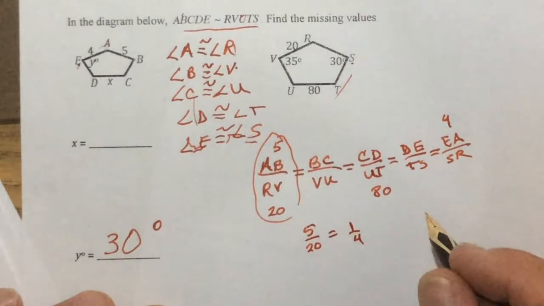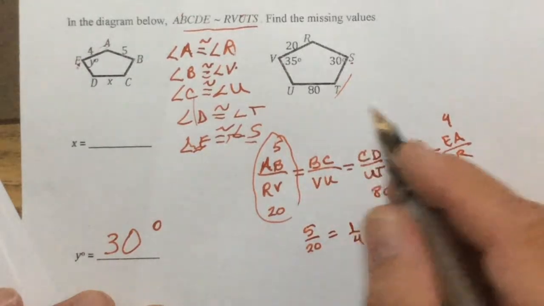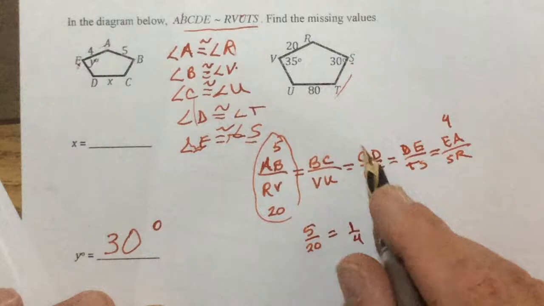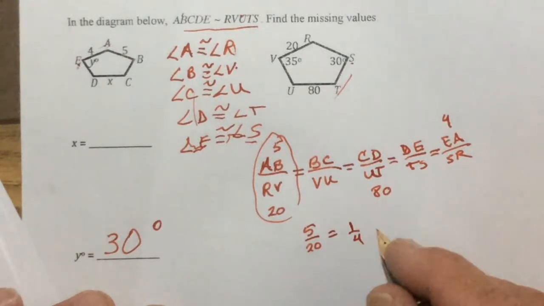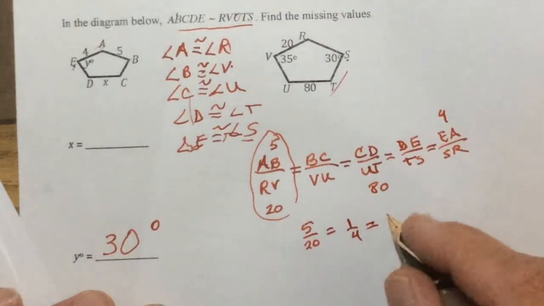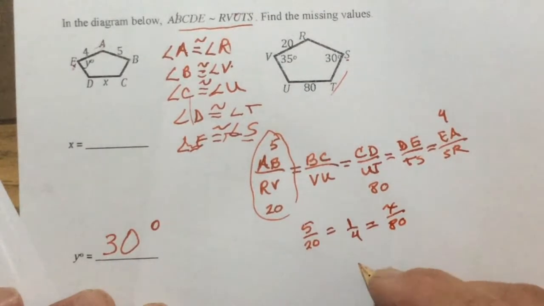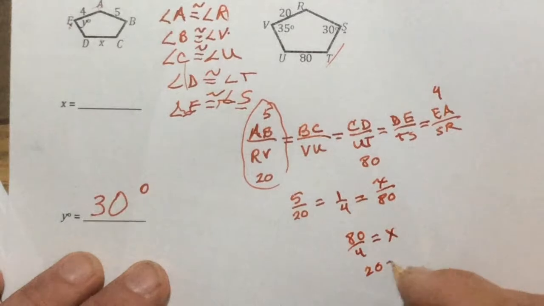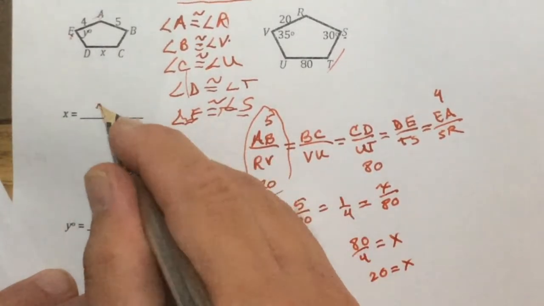And that means, what are we trying to find here? X, DC, right here. And we know this is 80, so we know that 1 over 4, this ratio, is going to equal X over 80. If we multiply both sides by 80, it looks like this. And if we reduce it, it looks like this. So the answer here is 20.